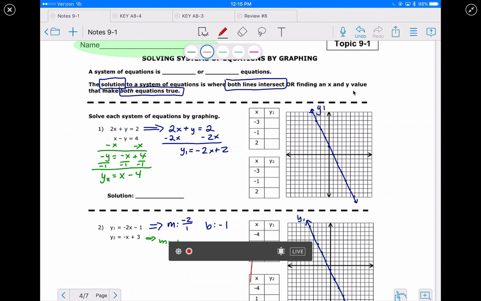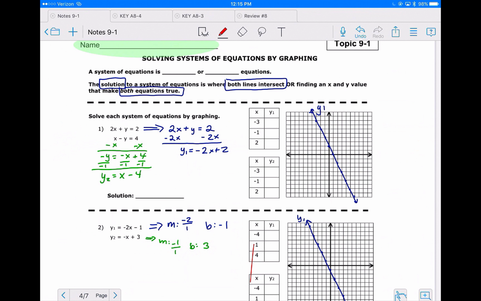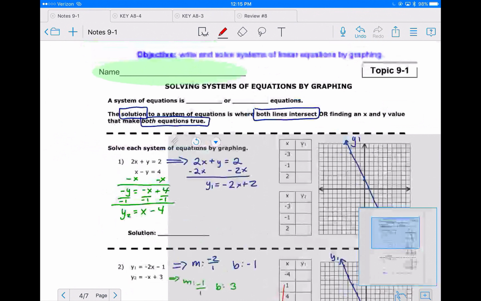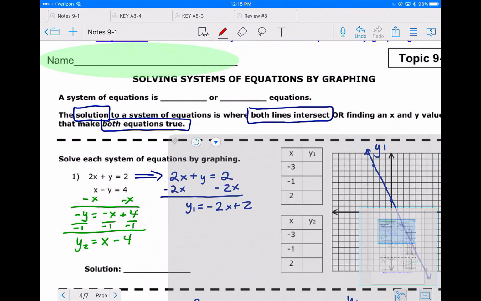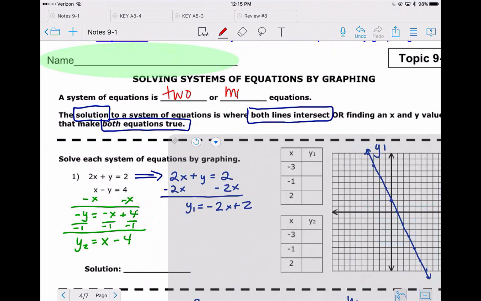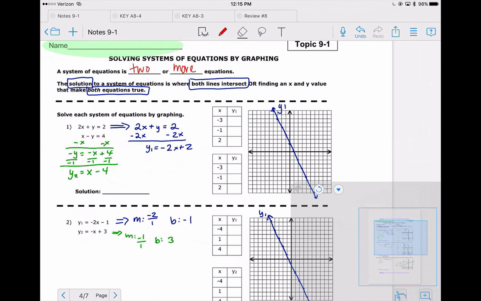This video is over topic 9.1, solving systems of equations by graphing. So the first part is a system is two or more equations. If you have anything more than one equation, it is classified as a system. You can have two, you can have three, you could have 10 if we wanted to get crazy, but anything over one is called a system.